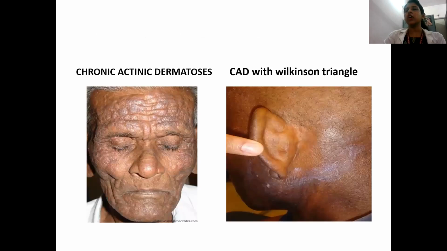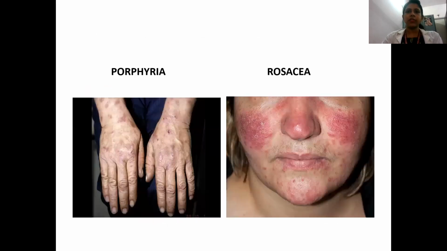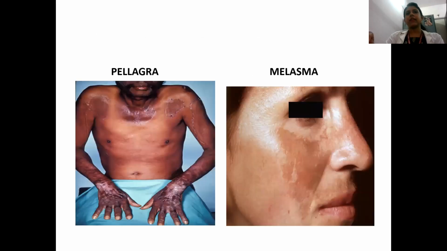CAD is very commonly seen on an OP basis. A lot of old men come with these problems. It's definitely easy to understand photoallergic dermatitis because it's mainly on exposed areas, and in treatment also, prevention of light exposure is most important. So these are the main things that are seen in photodermatoses.